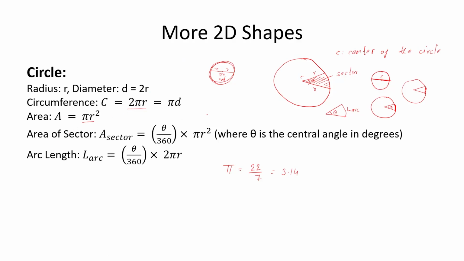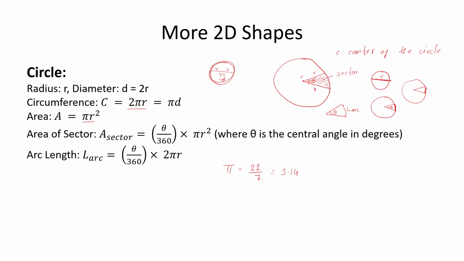Area of a sector. What is a sector? A sector is this shape. So take any sector of a circle, and this is the theta. Let's say this is a sector with angle theta. So the area of a sector in a circle is theta upon 360 into the full area of a circle, pi r square. Arc length.